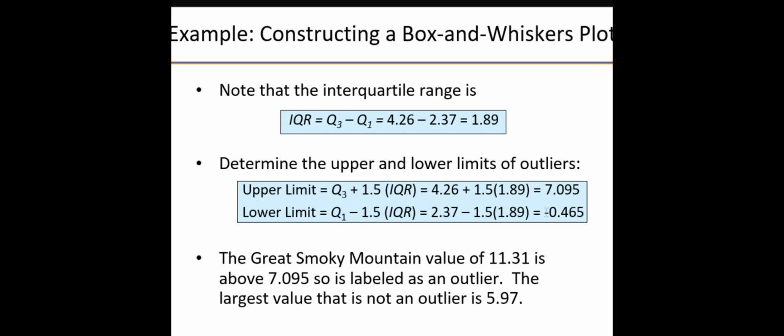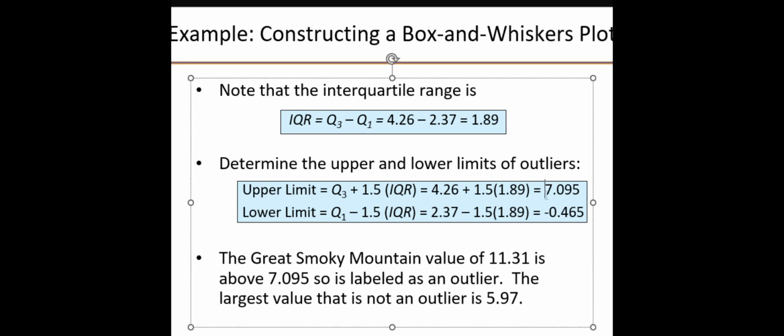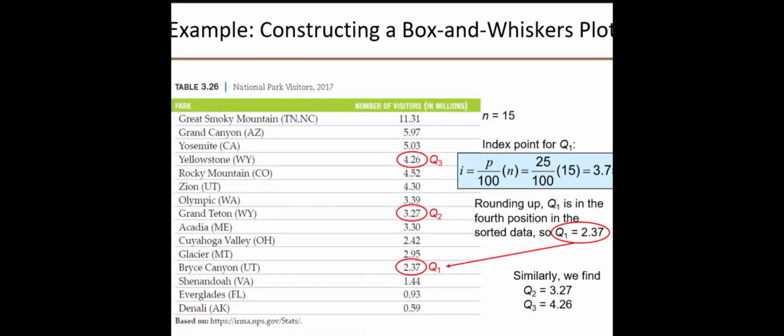So we'll find this point and then draw a dashed line towards the box, the whiskers plot, and then from the box to the positive direction by 1.5 times the IQR. As we see here, 7.095, that's the highest limit. So we see from there that we have an outlier here with a very high number of visitors.